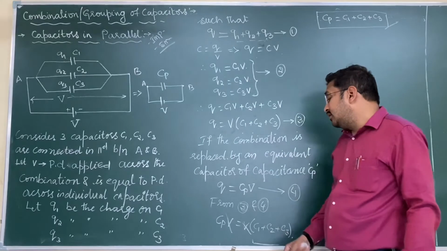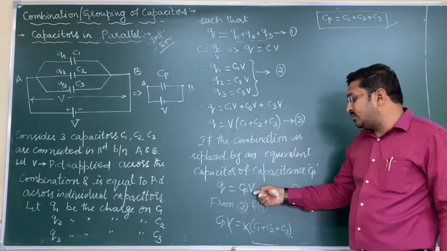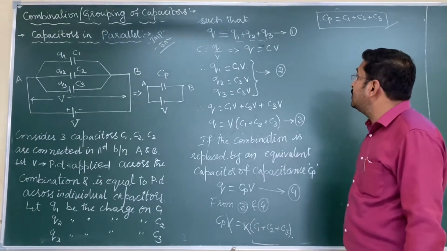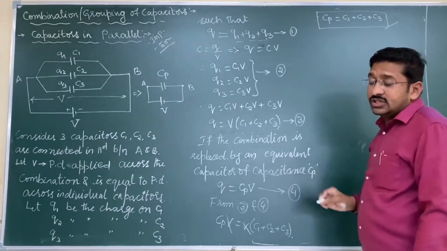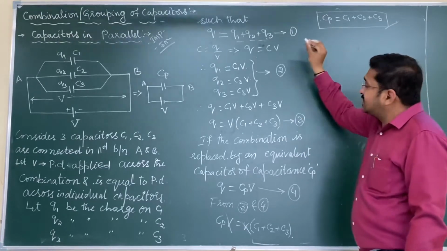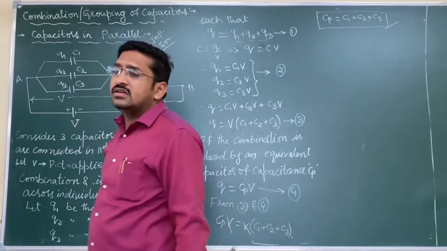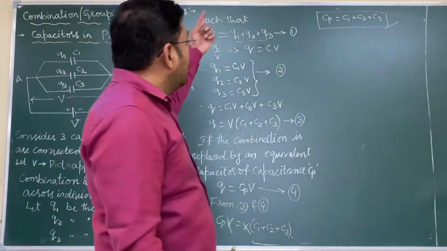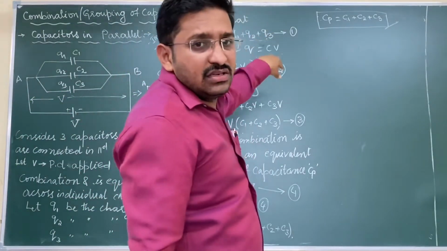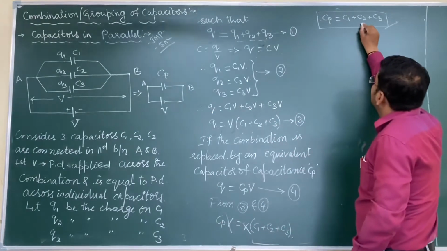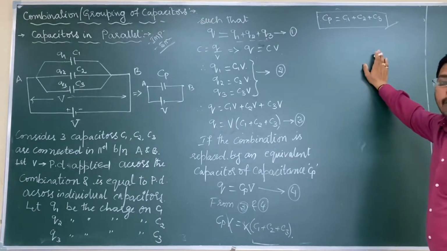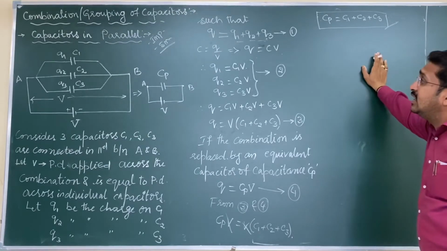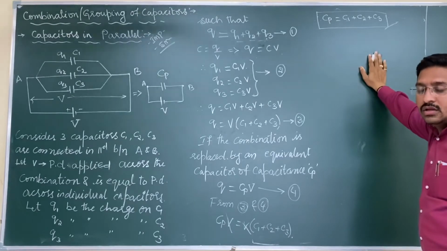Okay, then we have Q equal to Cp into V. From equations 3 and 4, CpV is equal to V into C1 plus C2 plus C3. Therefore, Cp is equal to C1 plus C2 plus C3. Thus, the effective capacitance of the parallel capacitors Cp is equal to the sum of individual capacitances, Cp is equal to C1 plus C2 plus C3.